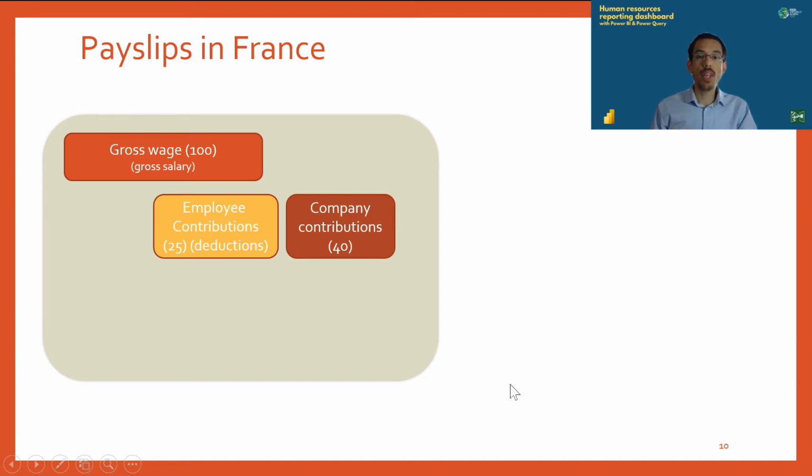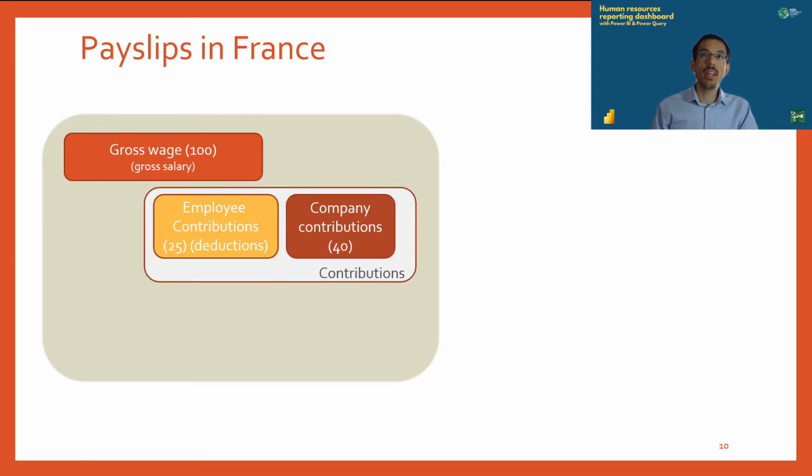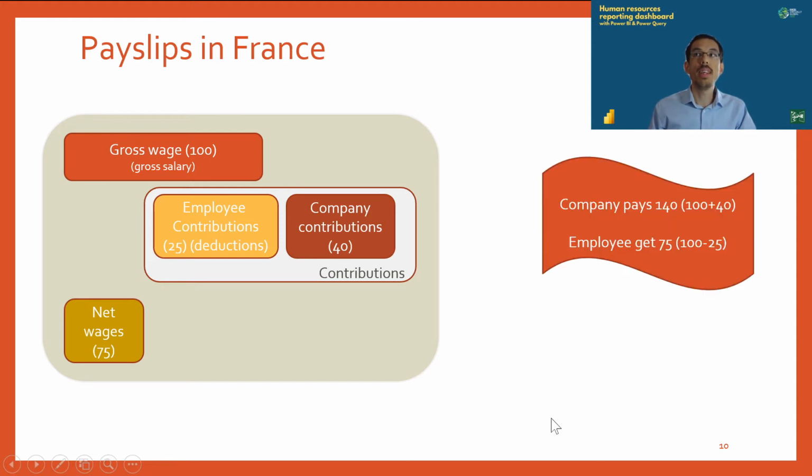So these are the 3 main categories that we will see in the example. When computing these figures, the net wages that the employee gets at the end is equal to the difference between the gross wage and the employee contribution. So 100 minus 25 equals 75. And the cost for the company is equal to the sum of the gross wage plus the company contributions. That's 100 plus 40 equals 140.